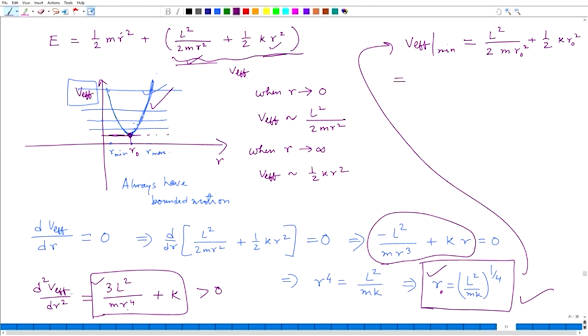If you now take this is equal to L square by 2 m R0 square, and instead of half k R0 square, you can actually write R0 to the power 4. So, R0 square will simply be L by root m k. I can write r0 to the 4 by r0 square. This is just a trick to write in a convenient way. You can write whatever you want.